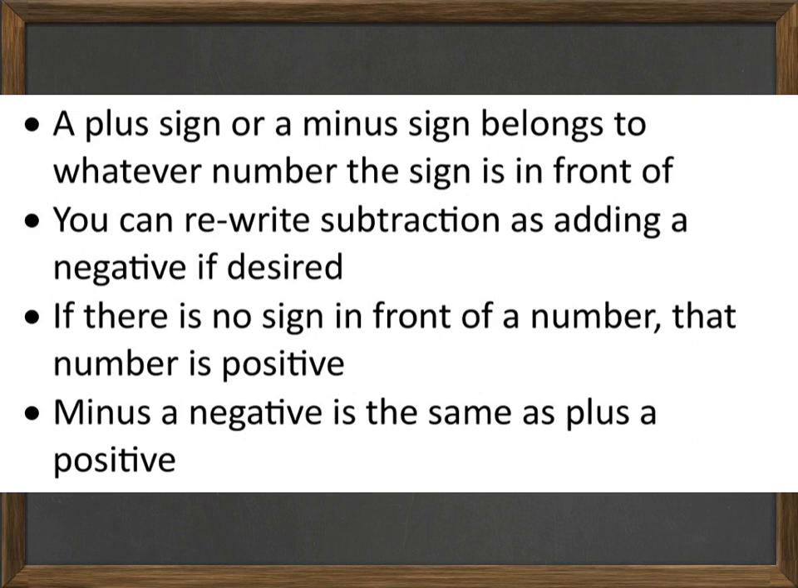What if we had something like this? -4 minus 6. This is a little bit different, right? But again, if we look at the sign in front of the 4, it's negative, isn't it? So the 4 is negative. This is a subtraction sign, minus 6, but again, that negative sign belongs to the 6. So believe it or not, -4 minus 6 is exactly the same as writing -4 plus -6.